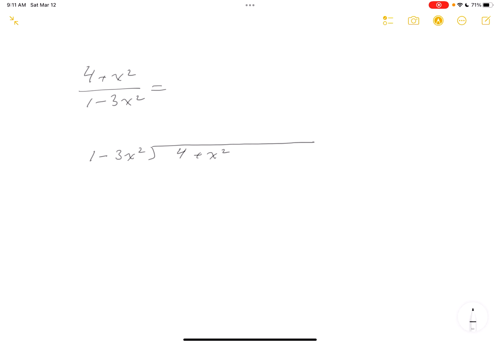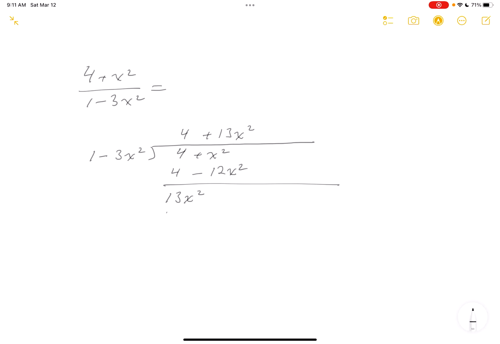Well, let's take a look. The first thing I would do is multiply by 4, right? So to match it, you get 4 minus 12x squared. Then you're going to subtract. When you subtract that, what do you get? You're going to get 13x squared. Okay, what do you do now? You have to match it. How do you match it? You're going to say plus 13x squared now.